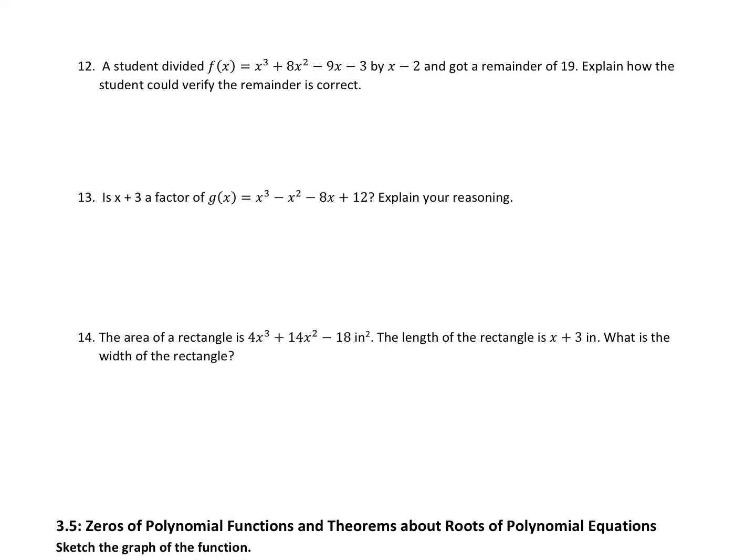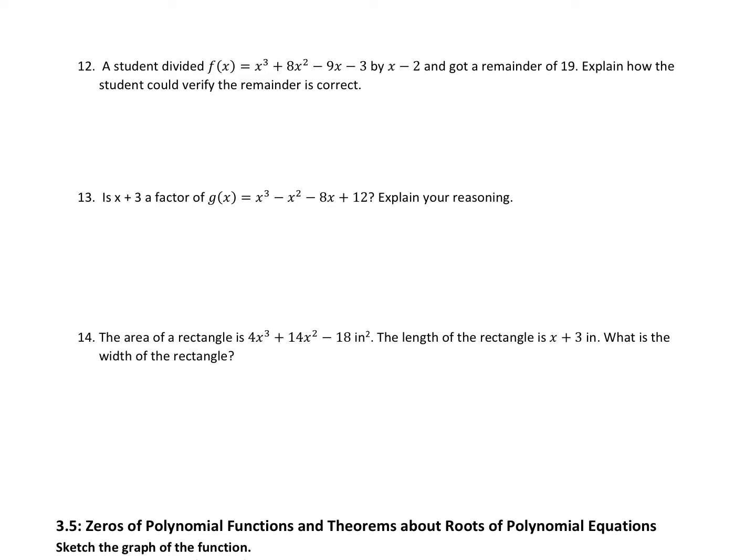All right, moving on to page 3 of the review. Number 12, a student divided f of x equals x cubed plus 8x squared minus 9x minus 3 by x minus 2 and got a remainder of 19. Explain how the student could verify if the remainder was correct.